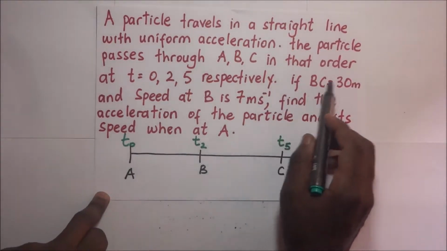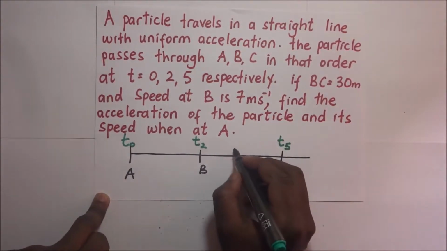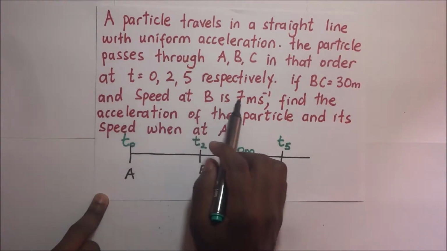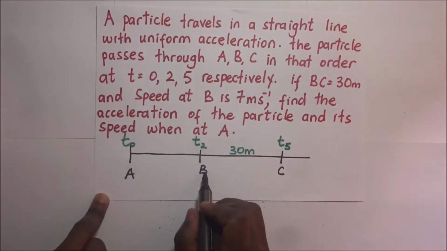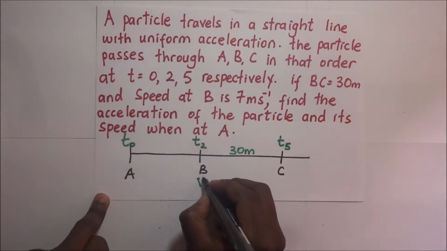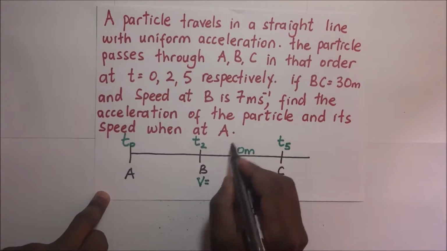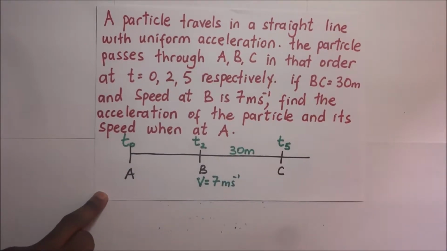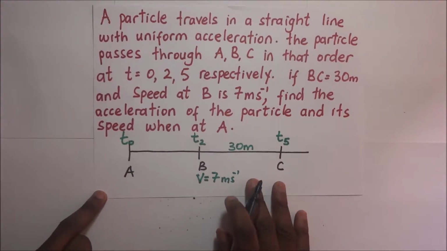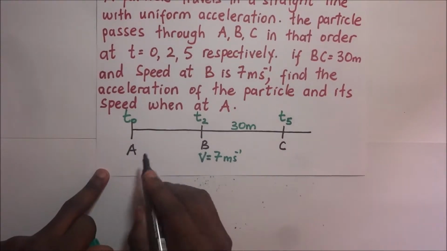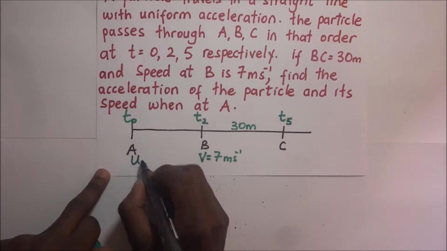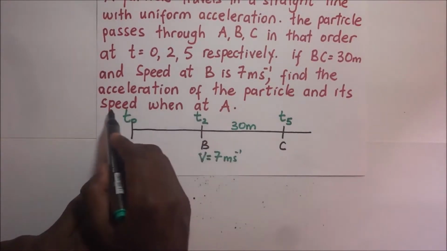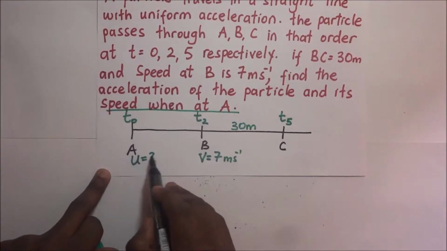So if BC is 30 meters, from here to here, it's 30 meters, and the speed at B, let's call it the velocity v, is 7 meters per second. Find the acceleration of the particle and its speed at A. So they want you to find the initial velocity here, and of course, the speed at A is the initial velocity.